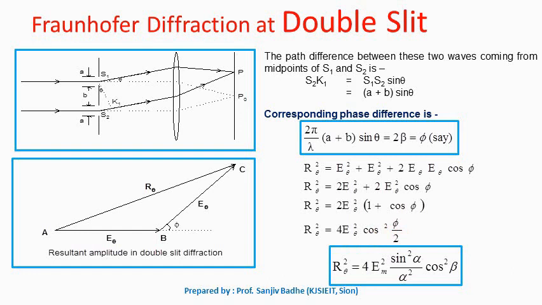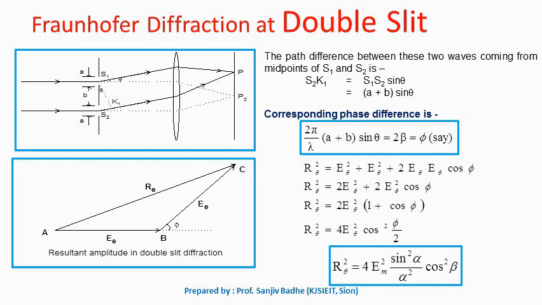Em sin alpha upon alpha. So E theta square will be Em square sin square alpha upon alpha square. The amplitude of the wave disturbance arriving at point P is R theta, which is equal to 2 Em sin alpha upon alpha cos beta, and the intensity is the square of this amplitude, R theta square, that is 4 Em square sin square alpha upon alpha square cos square beta. So this is the intensity of light at point P for given values of alpha and beta.